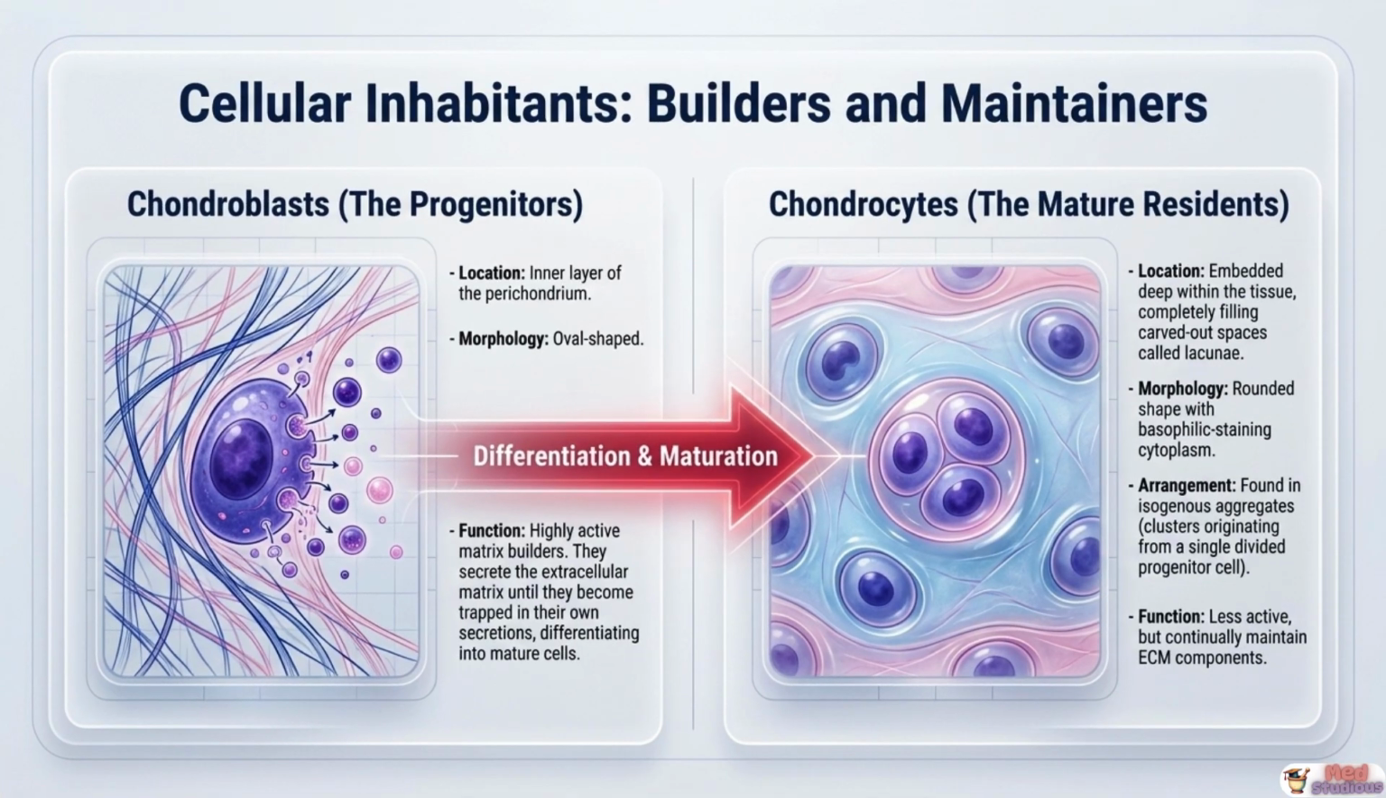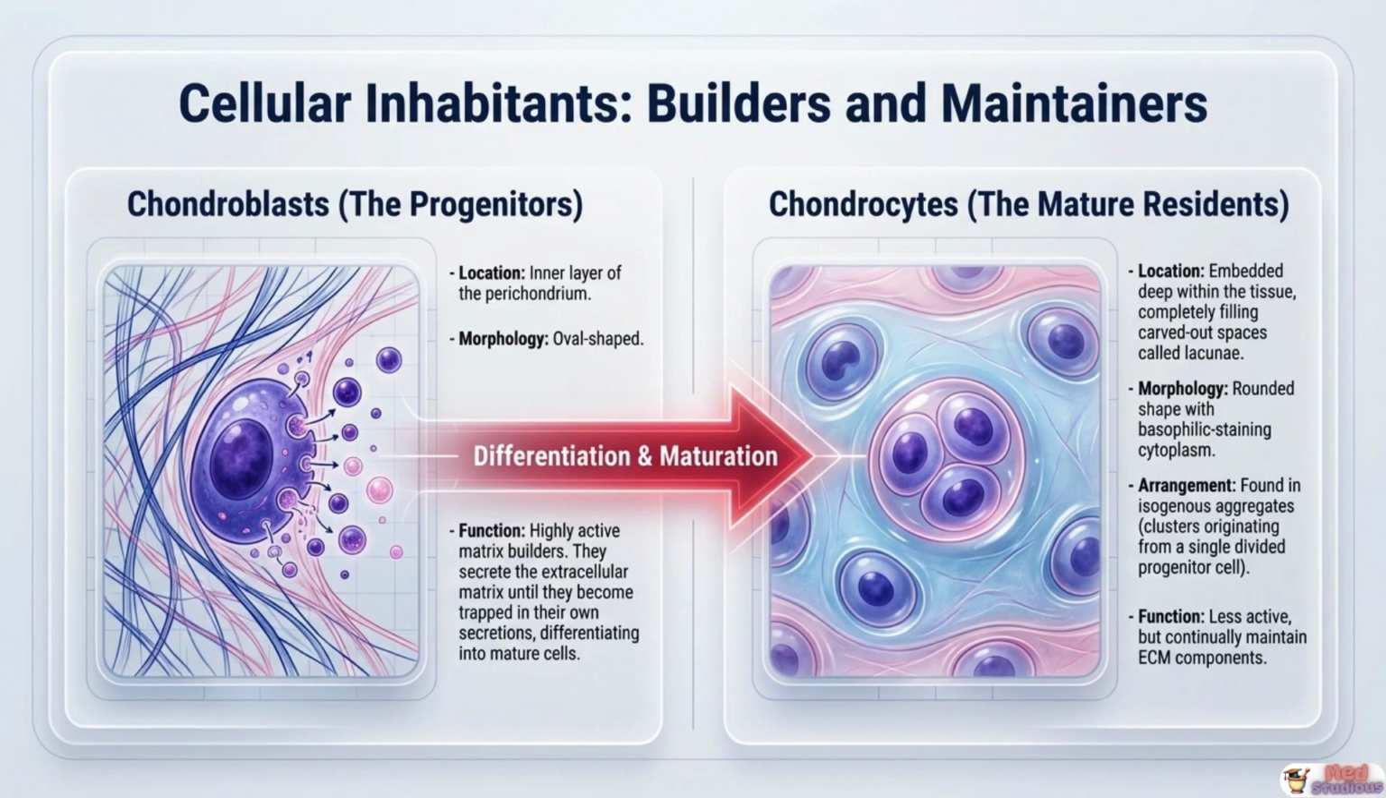Within hyaline cartilage, two sequential cellular populations are responsible for building and maintaining the tissue throughout life. Understanding their relationship, the transition from active builder to quiet maintainer, is essential for understanding both normal cartilage physiology and the limited capacity for cartilage repair after injury. The first population is chondroblasts, the progenitors, the builders. Chondroblasts originate from the inner chondrogenic layer of the perichondrium and are highly metabolically active cells. Their function is matrix construction.